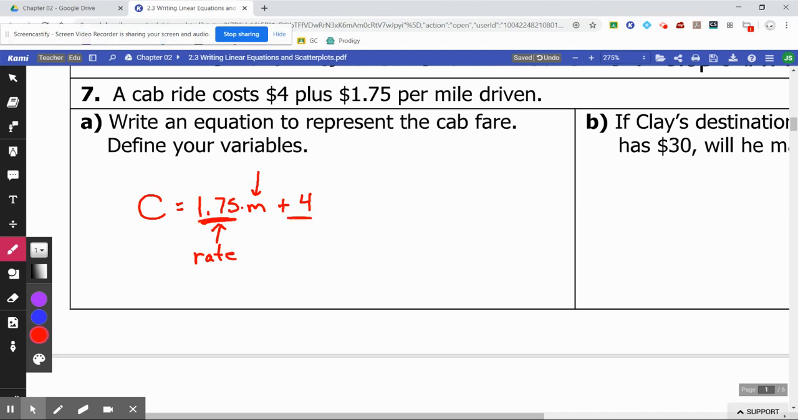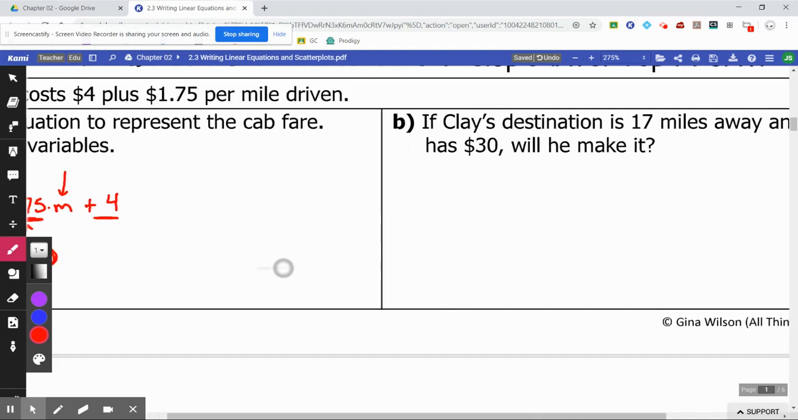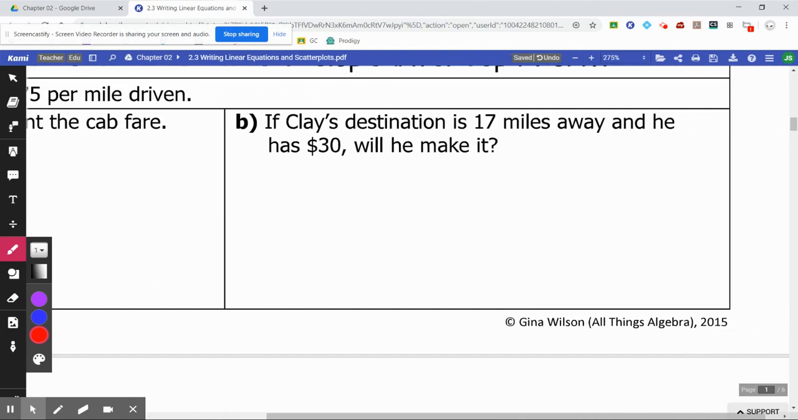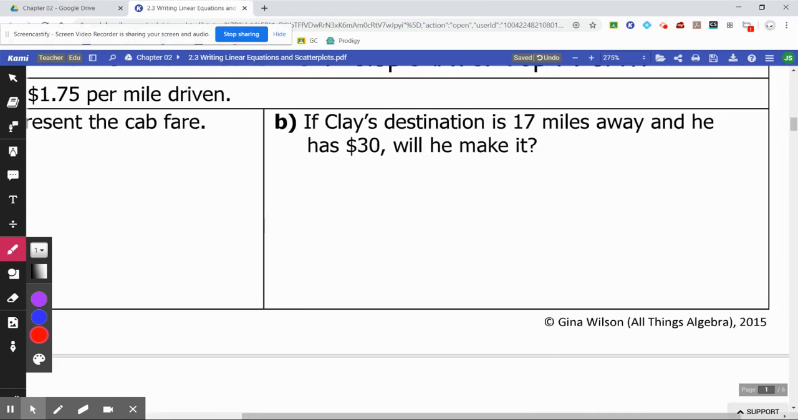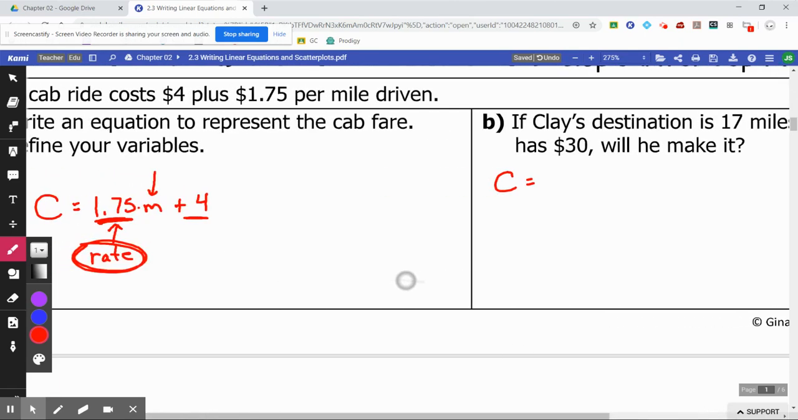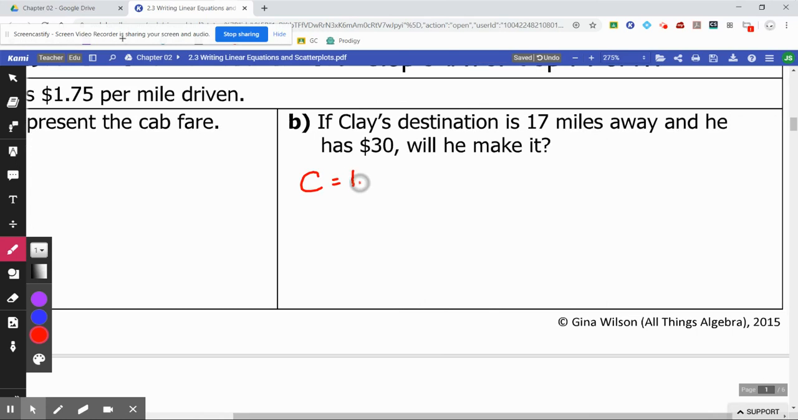This is your y-intercept. So therefore, C is my cost, M is my miles, my slope is $1.75, which is the rate at which they're being charged. Clay's destination is 17 miles away. He has $30. Let's write down our equation again. C equals the cost is $1.75 a mile plus $4 additional dollars.